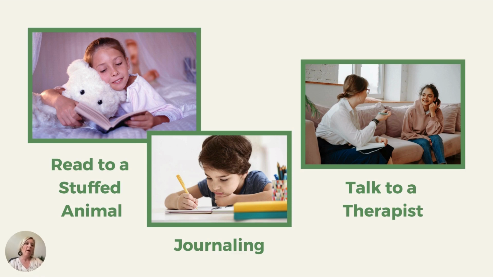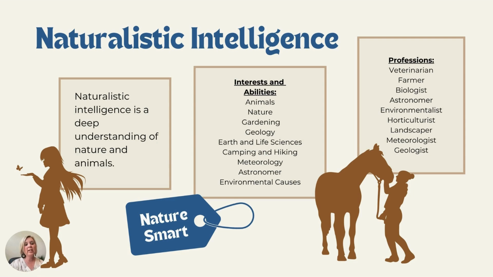We can inspire our kids to use the following different activities in learning: reading to a stuffed animal, journaling, even just talking to a therapist or talking through things with another person adds layers of learning as we communicate to others and listen to their experience. Next is naturalistic intelligence. Naturalistic intelligence is a deep understanding of nature and animals. Interests and abilities are animals, nature, gardening, geology, earth and life sciences, camping and hiking, meteorology, astronomy, and environmental causes. And professions tend to be veterinarians, farmers, biologists, astronomers, environmentalists, horticulturists, landscapers, meteorologists, and geologists.